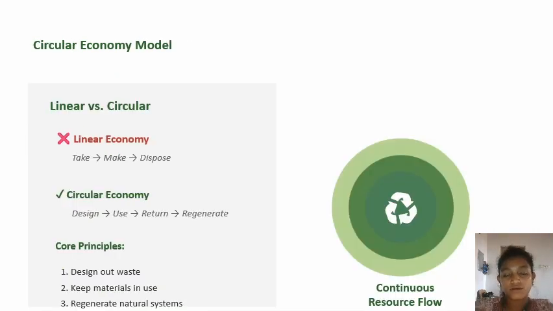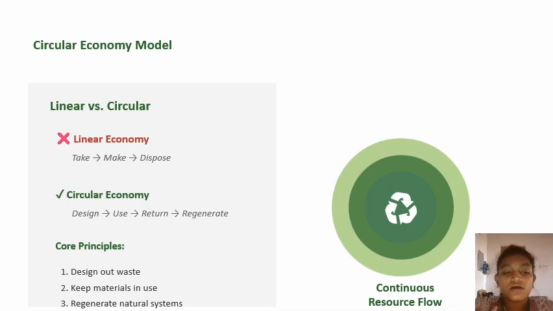Circular economy model is mostly referred to as linear and then circular. Linear is mostly incorrect for sustainable product manufacturing because it is take, make, dispose. This process is mostly preferred in industry manufacturing, but circular economy is mostly preferred as system manufacturing, and then we consider it as industrial manufacturing.